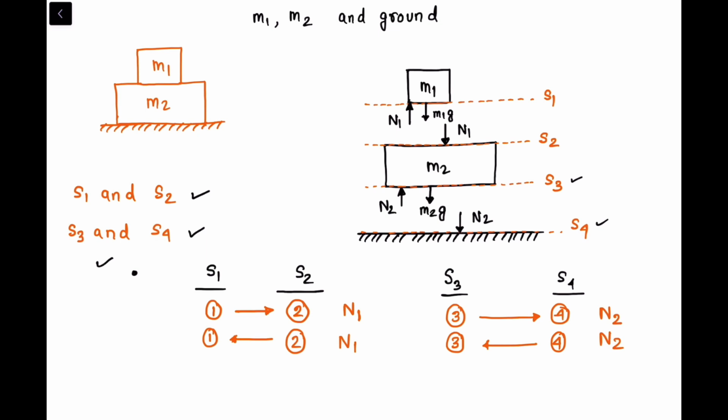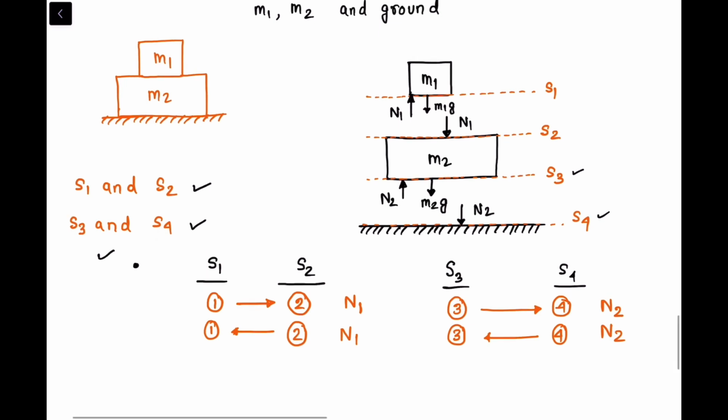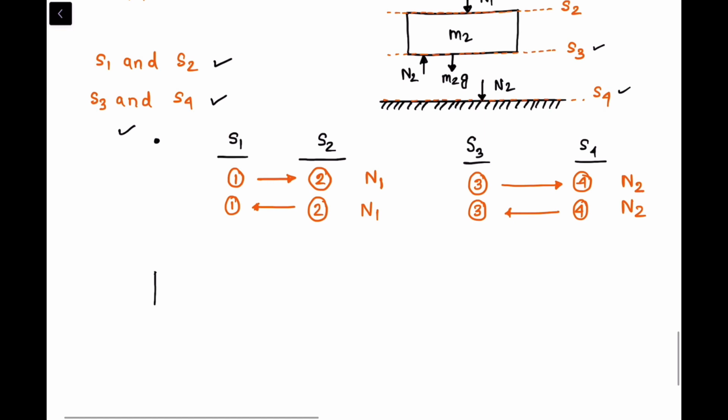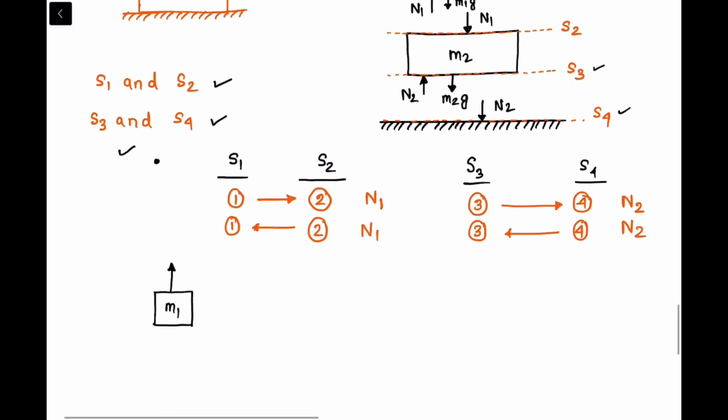So we just proceed with step 4. What is step 4? Just draw a neat figure. You have completed all the steps successfully. We just have to draw a neat figure. So over here this is M1, this will be our N1, this will be our M1g downwards. This is the free body diagram of M1.